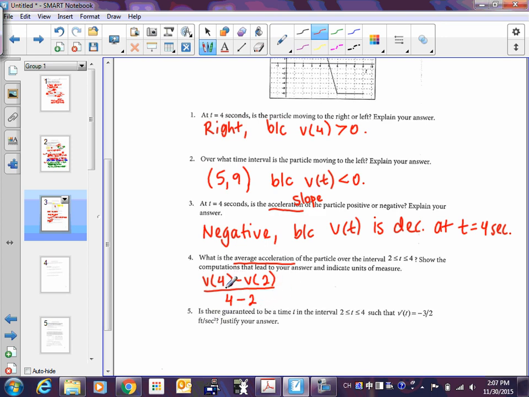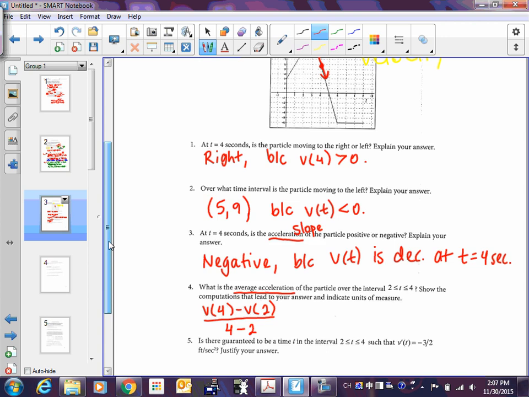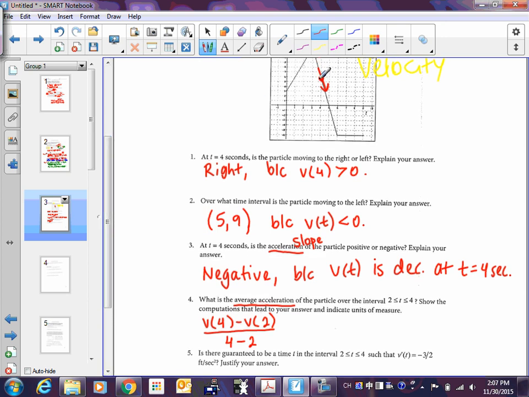Okay, so here we're going to actually have to look at values. So v of 4, we have to actually look up, okay, what is that y value? And that's going to be easier for you to do on your paper than looking up here. So what do you think? What's v of 4? 6. We're just looking at the y value. What about v of 2? 9.